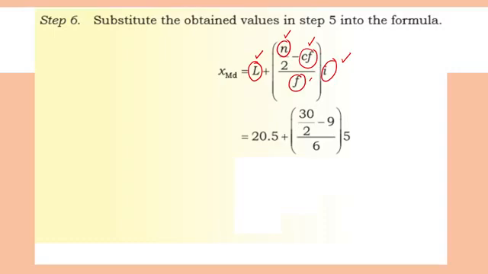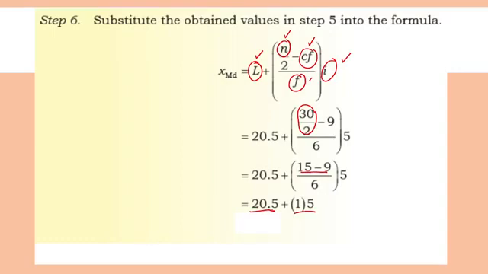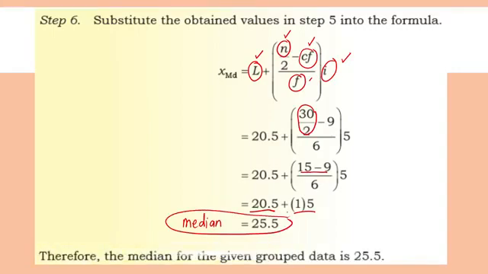So, the first thing to solve is the division. What is 30 divided by 2? 15. There you go. Now, what is 15 minus 9? 6. 6 divided by 6? 1. 1 times 5? 5. 5 plus 20.5? 25.5. There you go. This is now the median. So, the median of the given grouped data is 25.5.